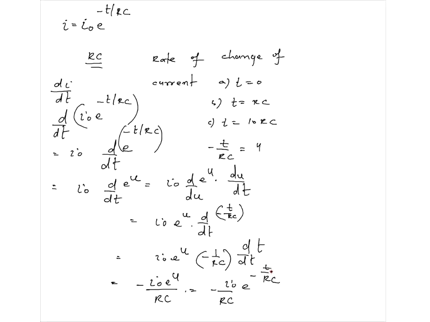Yes, the first answer is minus I naught by RC. You see, t will not come in the answer because you are putting different values for t only.